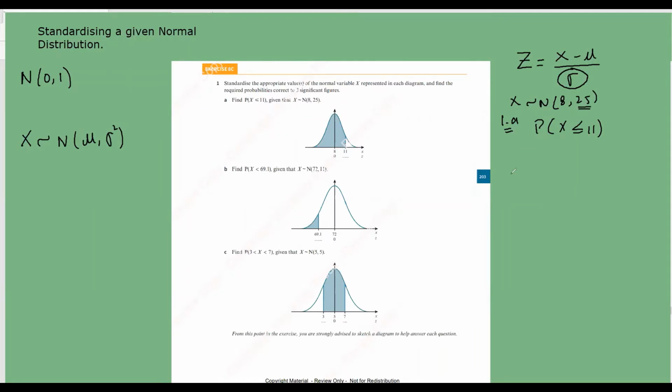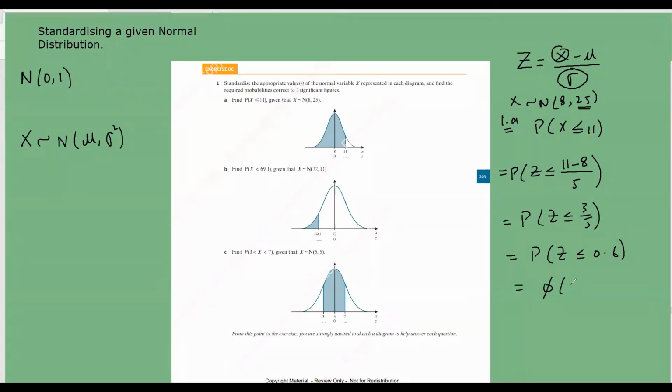When you want to standardize this, you will write the same probability x less than or equal to 11 as probability z is less than or equal to 11, that is your x, minus the mean, which is 8, over the standard deviation, which is going to be 5 in this case. So this is probability z is less than or equal to 3 over 5. When you reach this level, this is what you have already done. You know how to find the phi of 0.6.